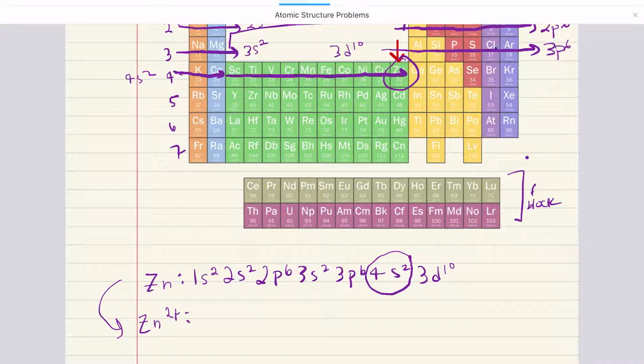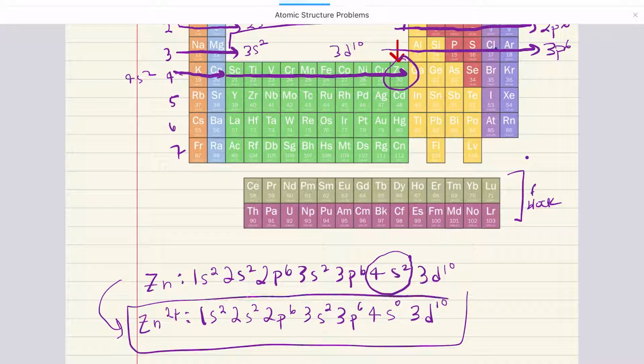And so then, our electron configuration for zinc 2+ is going to be 1s2, 2s2, 2p6, 3s2, 3p6. We're going to remove those electrons from the 4s, so 4s0, no electrons there, 3d10. This is the electron configuration for zinc 2+.